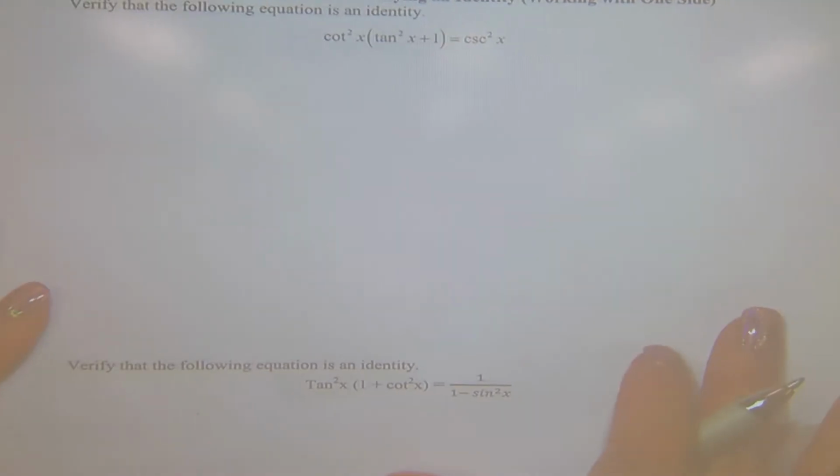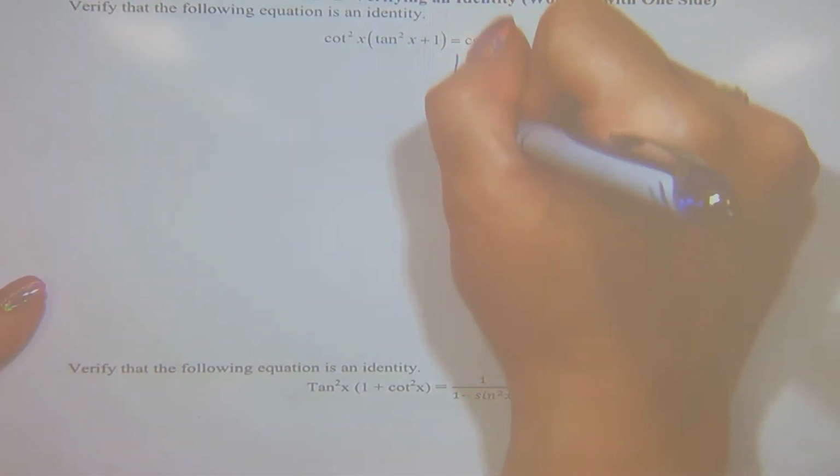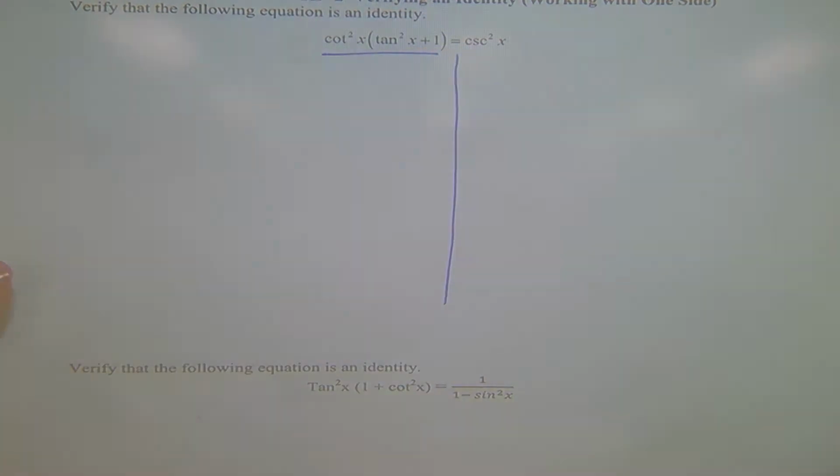We're asked to verify, working with one side still. I'm going to pick my more complex side. Now you have different ways to go. You can absolutely attack this by turning it into sines and cosines. That's not the way I'm going to do it because I'm going to choose to show you something a little different. But if you want to change it to sine and cosine and do your own thing, that works, because there are multiple approaches.